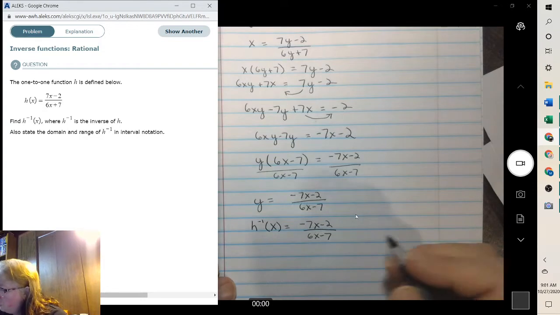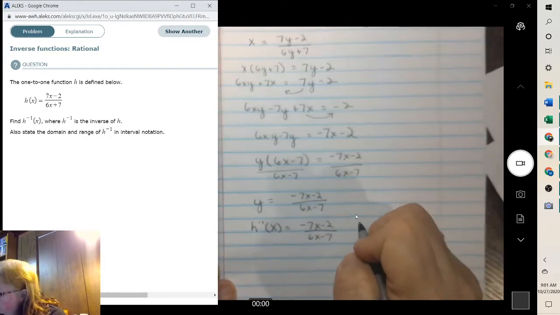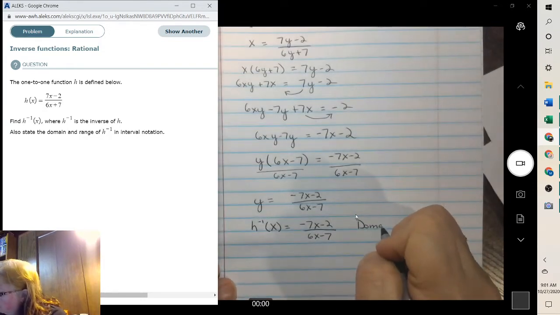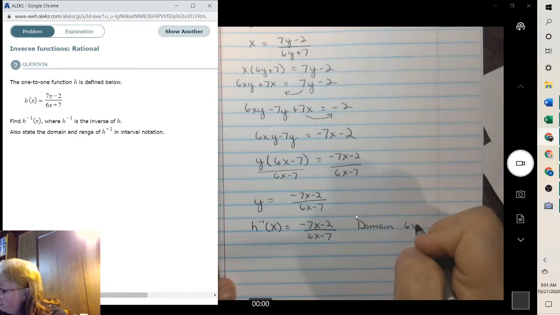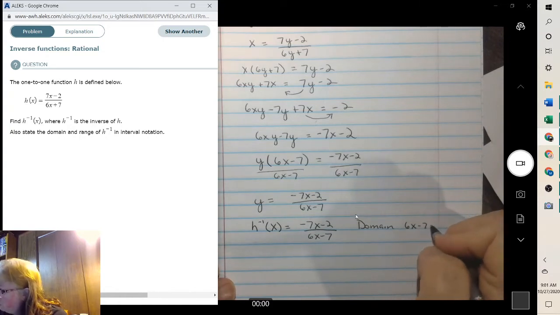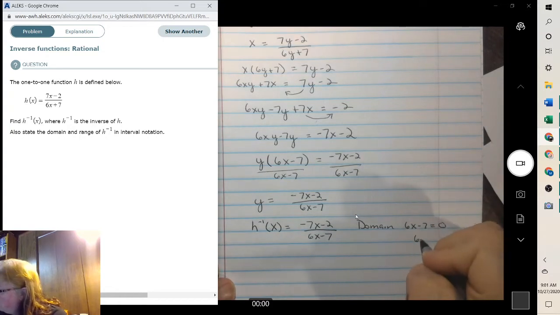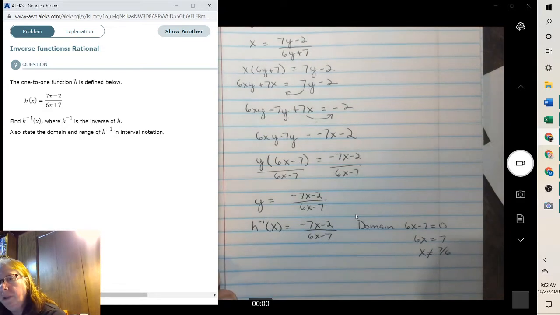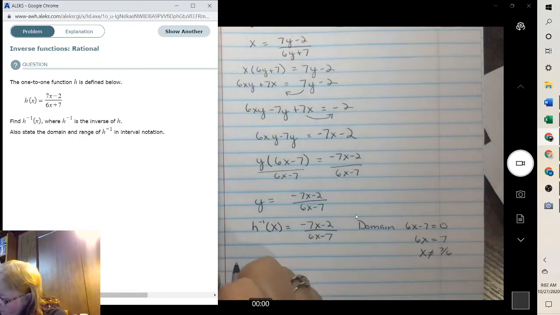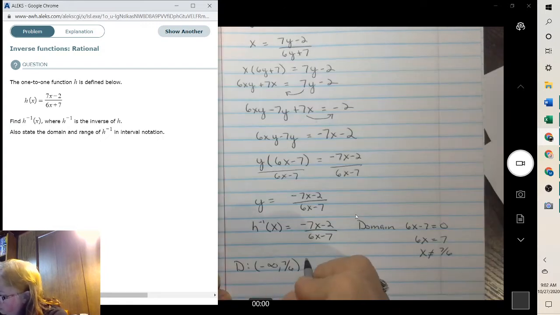Now to find the domain of this, remember we set the denominator equal to 0. So x cannot equal 7/6. So our domain is negative infinity to 7/6, and 7/6 to infinity.